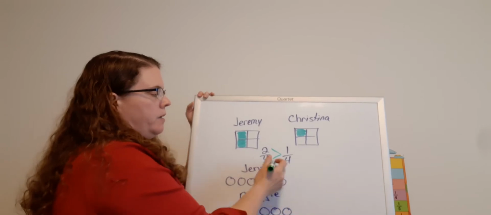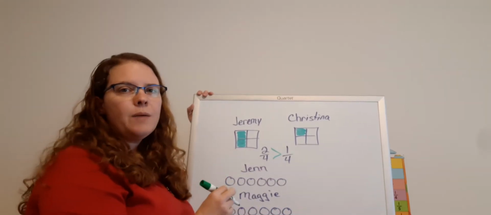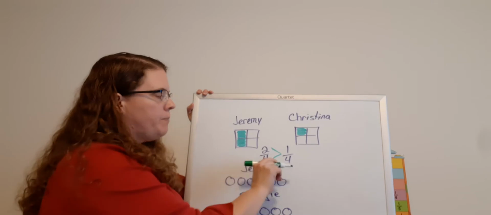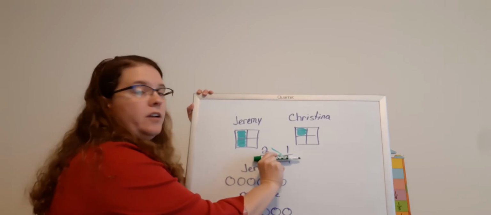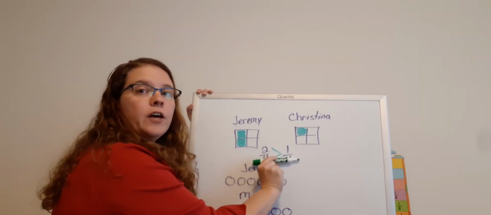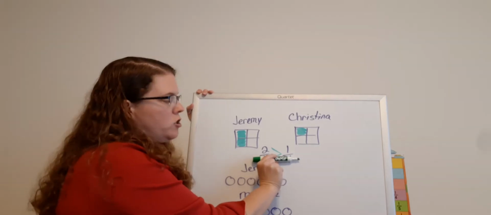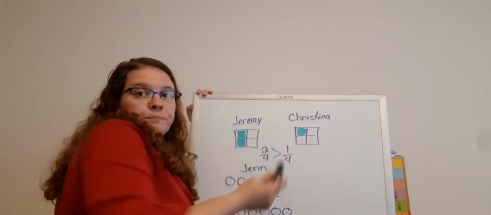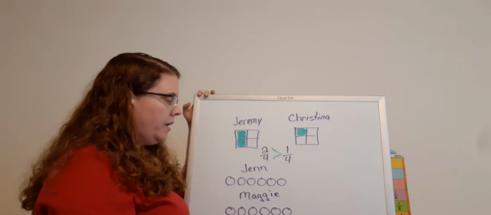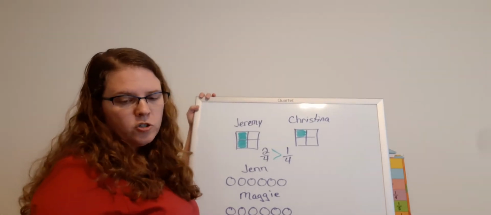All right. So remember we talked last time, when our denominators are the same, we just forget about those denominators and we just compare the numerators, right? So we have a 2 and a 1 and 2 is greater than 1. Perfect, right? Okay. All right, let's go down to Jen and Maggie.